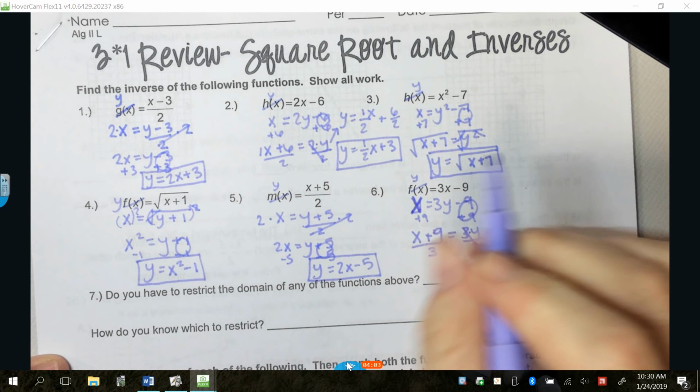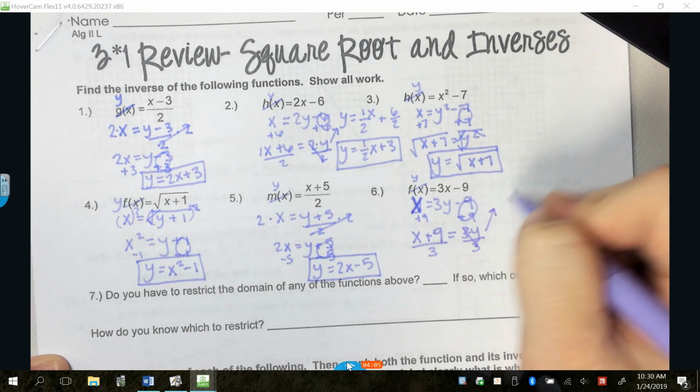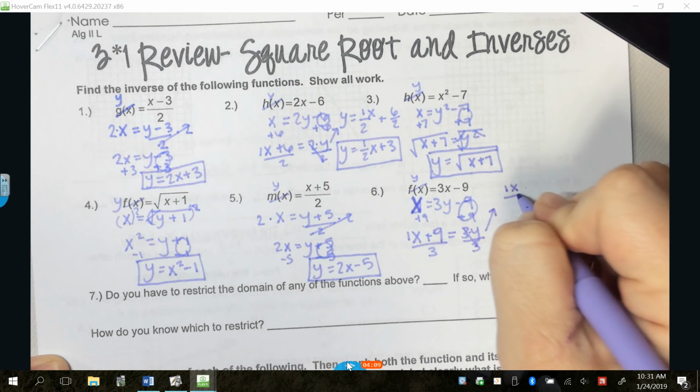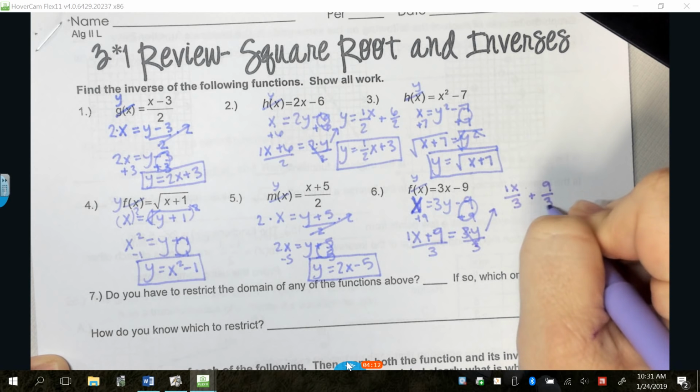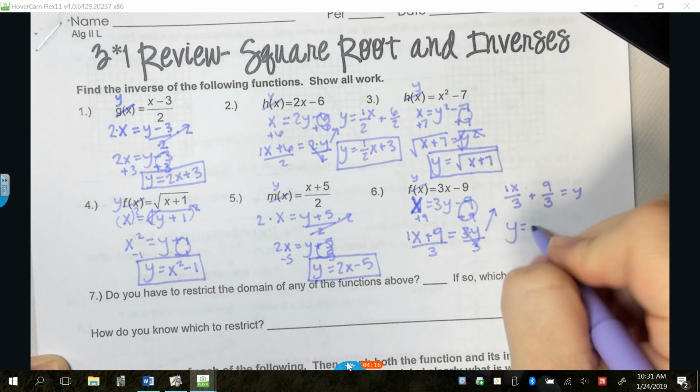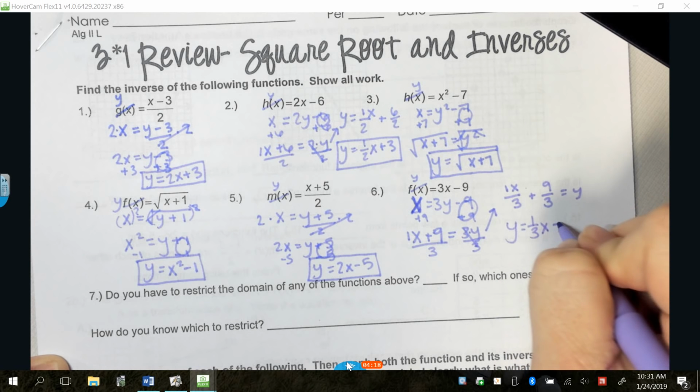So again, we have to separate like we did here. So remember, this is the same thing as 1x. So 1x over 3 plus 9 over 3 equals y, which is the same thing as saying, I'm going to flip my y over here. 1/3 x plus 9 divided by 3 is 3.